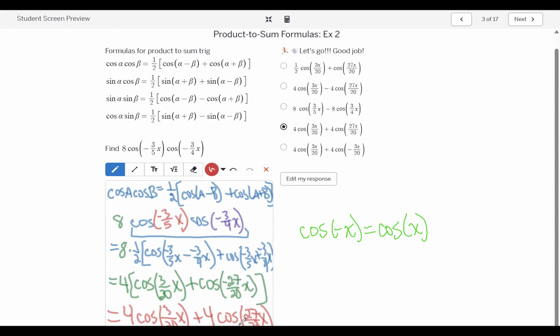And that was just to show you why the answer we got in our list is equivalent. But the answer that I wrote in green, the line before that, is also perfectly fine. That's also the answer. It just wasn't in the list.